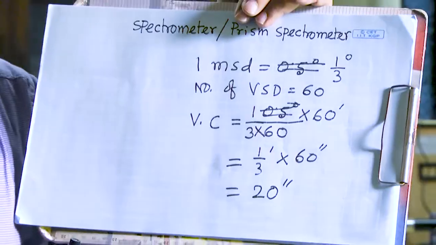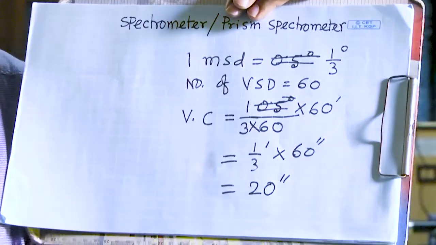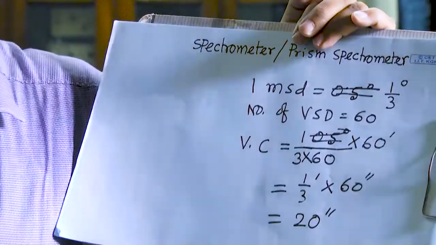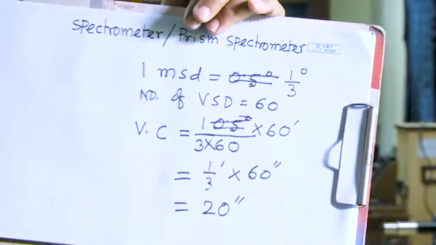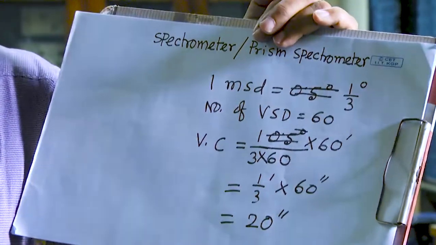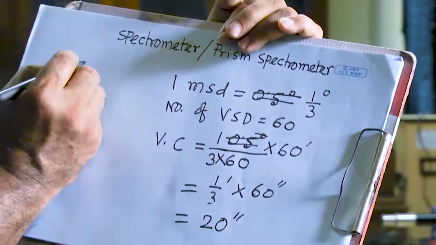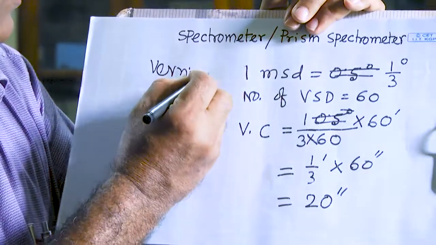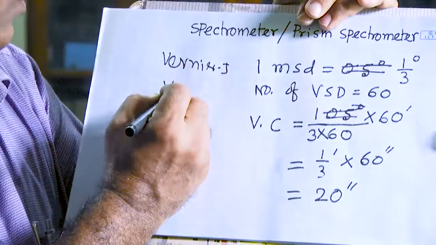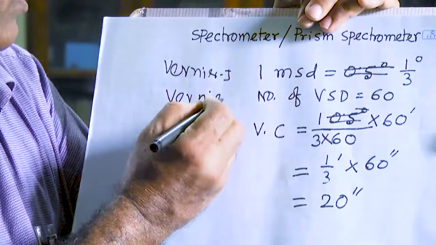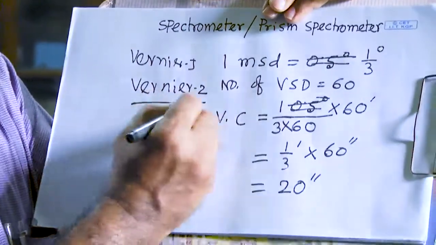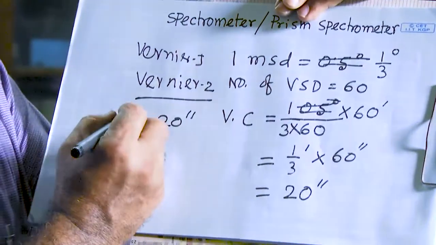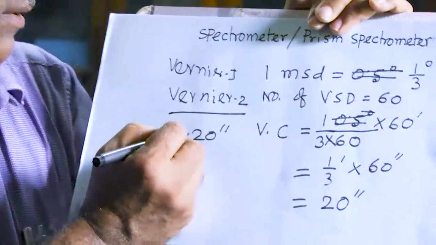You have to check this for Vernier 1 and Vernier 2. Generally the Vernier constant for both is the same, but one should check. In this case both are the same. So the Vernier constant for Vernier 1 and Vernier 2, in both cases, is 20 seconds. That you have to find out.